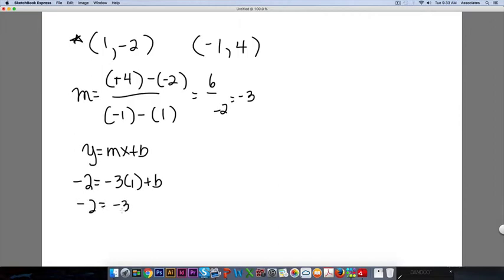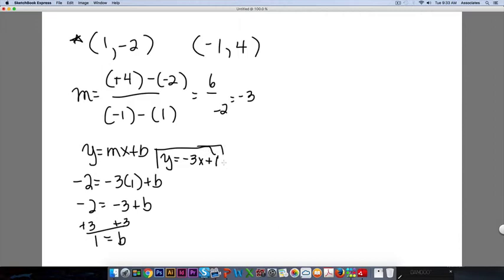-2 equals -3 plus b. Add 3 to both sides. So I get b equals 1. So this gives me the equation y equals -3x plus 1.